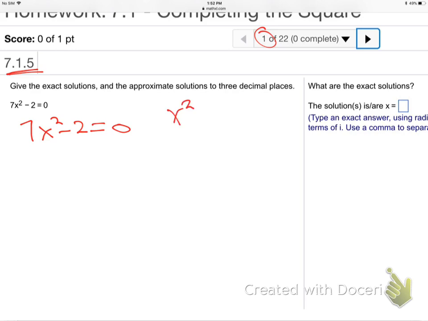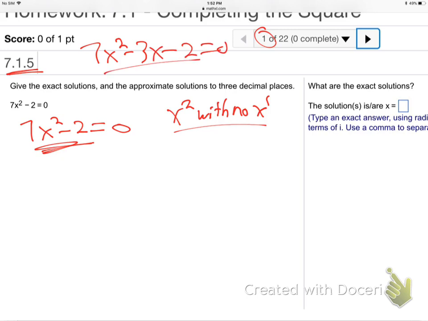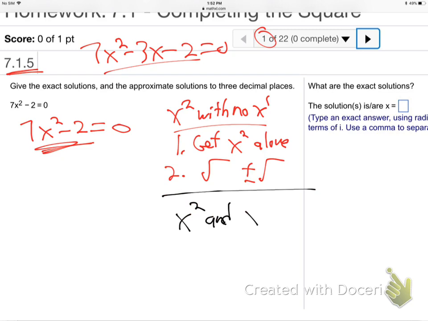When you have x squared with no x to the first power, like this one, see how you just have x squared and numbers? Versus sometimes you have 7x squared minus 3x minus 2 equals 0. That's different. So if you just have x squared and no x to the first power, like we do here, get x squared alone, and then you put root and plus or minus root, and you're done. It's really quick. Whereas if you have x squared and x to the first, that's where you do the get a 0 thing, you know all that, right? Get a 0, factor, with the parentheses, that whole thing.